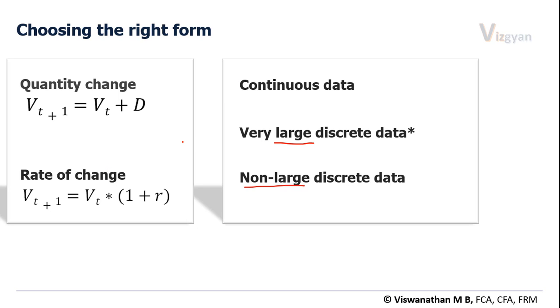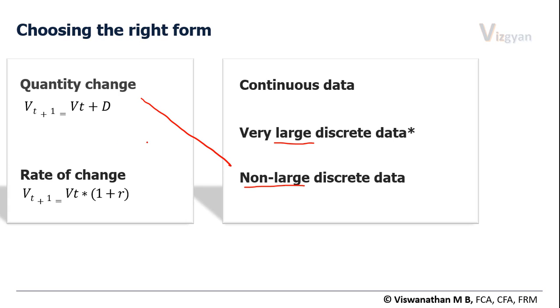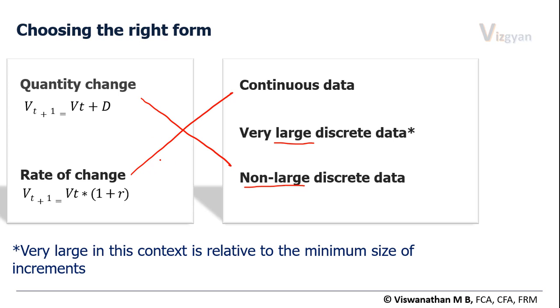When you talk about non-large discrete data, you cannot use rate of change, and I'll talk about it shortly. So in case of non-large discrete data, we typically like to work with the quantity change form. On the other hand, if your data is continuous data, then we like to work with the rate of change. If you have discrete data and the discrete data is very large, and by large here we are giving it a contextual meaning, the large here is in relation to the minimum size of increments. If it's large compared to the size of increments, then we like to use the rate of change for that as well. So let's understand these things with a few examples.